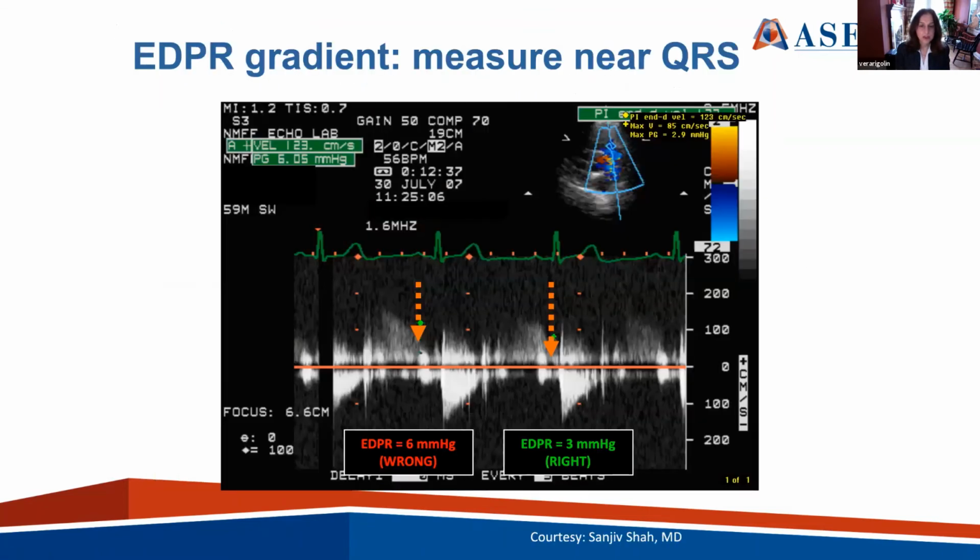It's important to make your measurements in the correct place. So the end diastolic pressure gradient must be measured near the QRS, as shown here, not at the P wave, as shown here. And you see that you can have a fairly large difference in the measurements if you don't do it at the right place. So measure near the QRS.